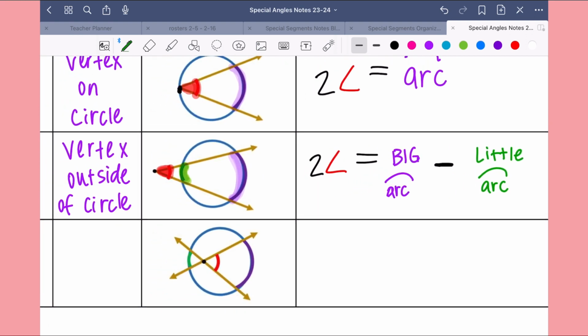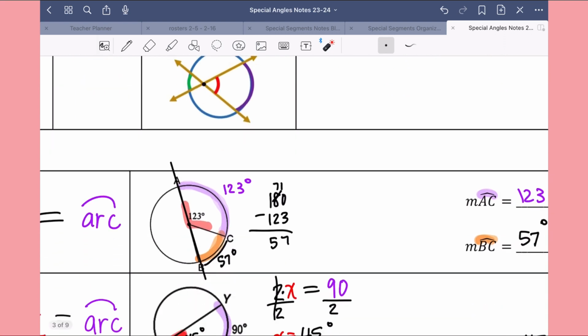We'll look at an example to see how these parts go together in our problems. So 2 times your angle equals the big arc minus the little arc. There are 3 parts to this equation. There's an angle here in the red, which will be outside of the circle. There's a big arc, which you can tell is the bigger one, and the little arc is going to be here.